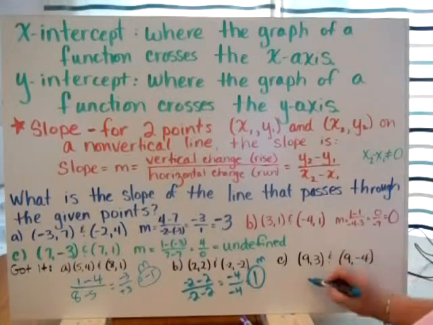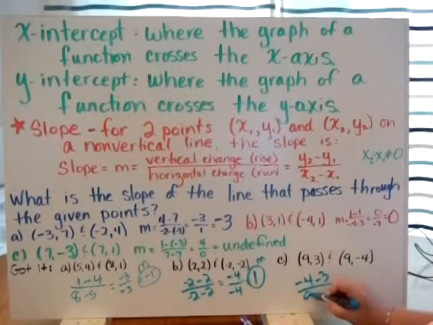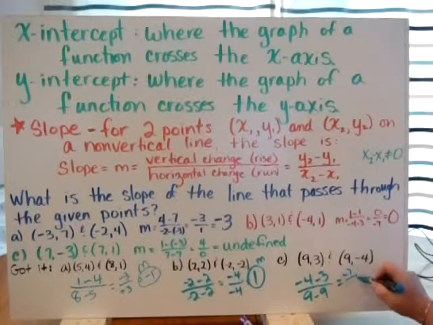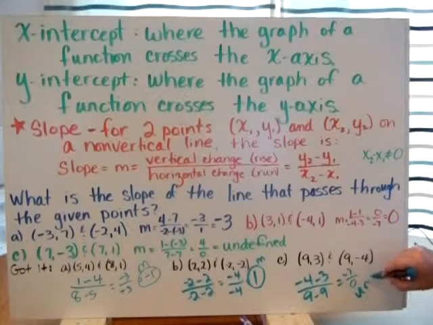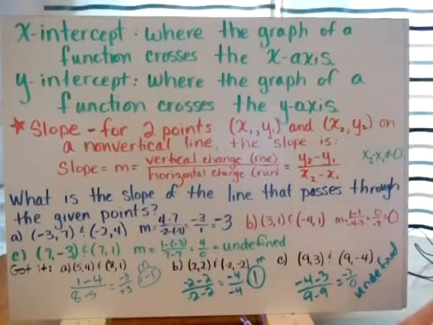Our last problem, we have negative 4 minus 3 divided by 9 minus 9, which will give us a negative 7 over 0. So we know that this slope is undefined because we cannot divide by 0.